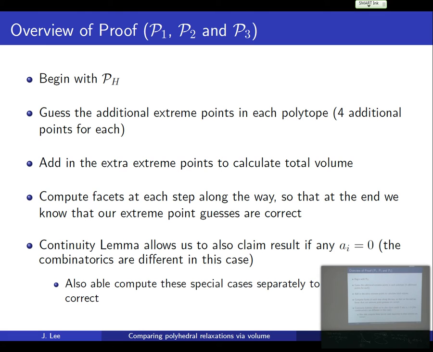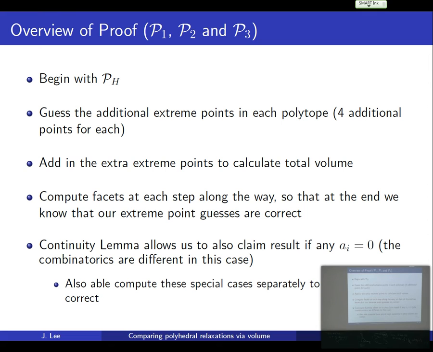Now, the hull is one thing. I know what the extreme points are. For the other polytopes, P1, P2, P3, I don't know what the extreme points are, so I can't exactly play this game. So, I wanted to just say this quickly. The kind of proof that I just did works when the lower bounds are positive. Okay? If the lower bounds are not positive, the combinatorics changes a little bit, but you don't have to do the combinatorics again.